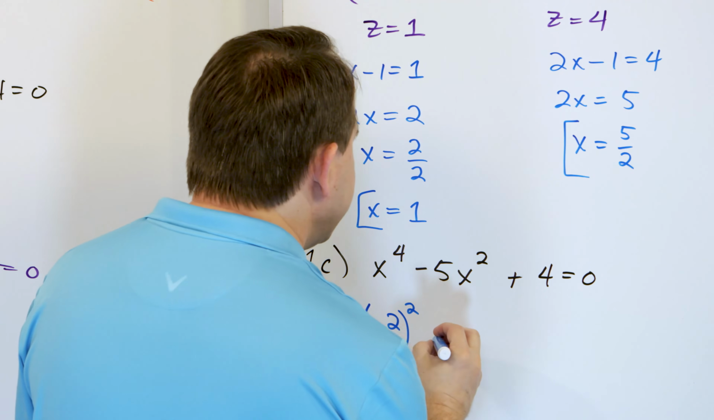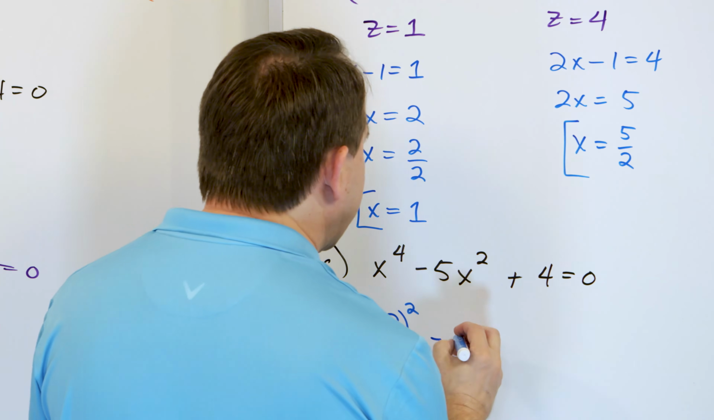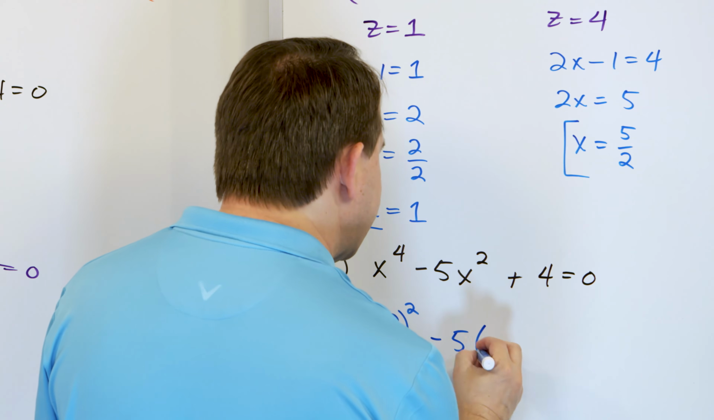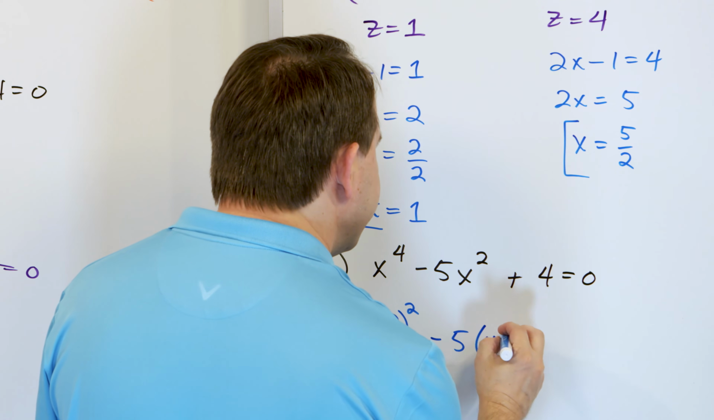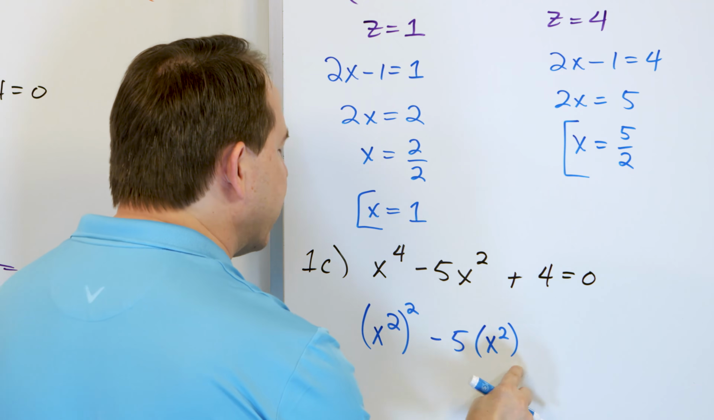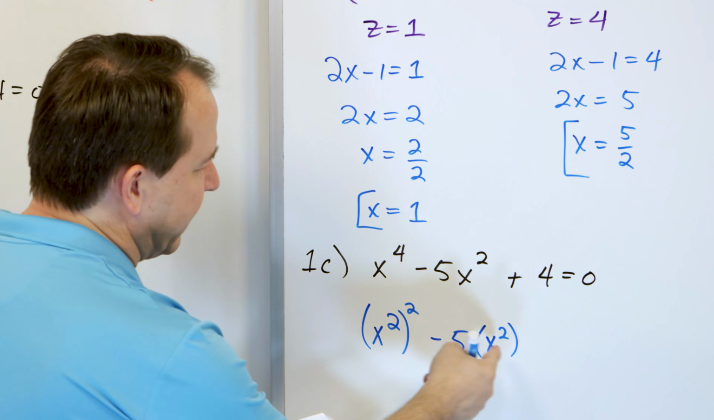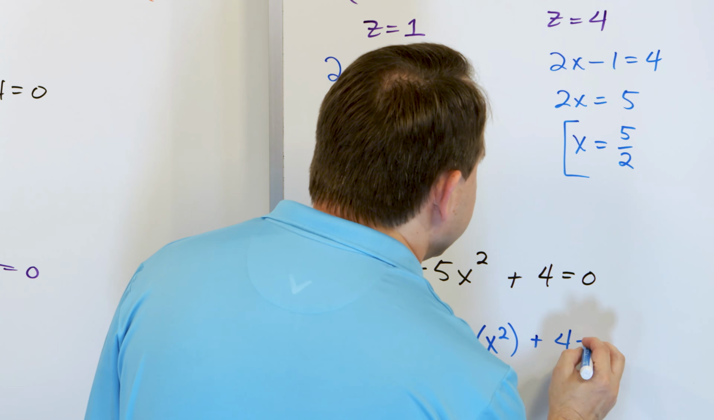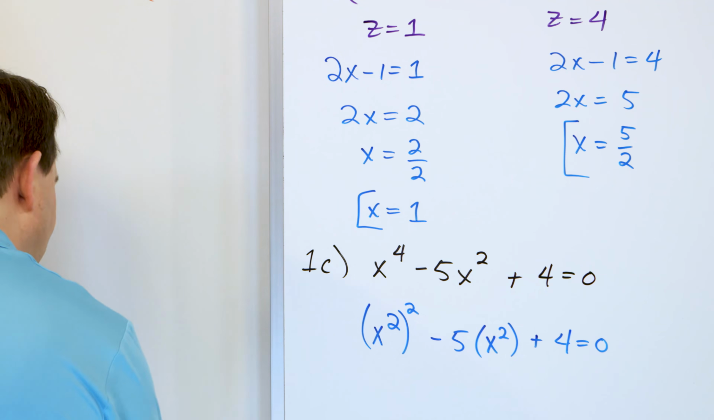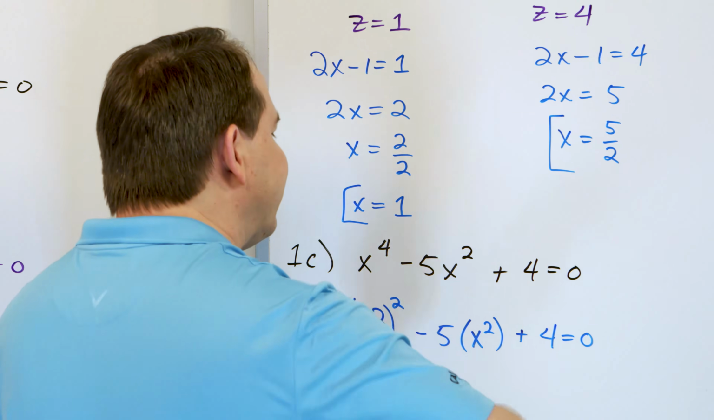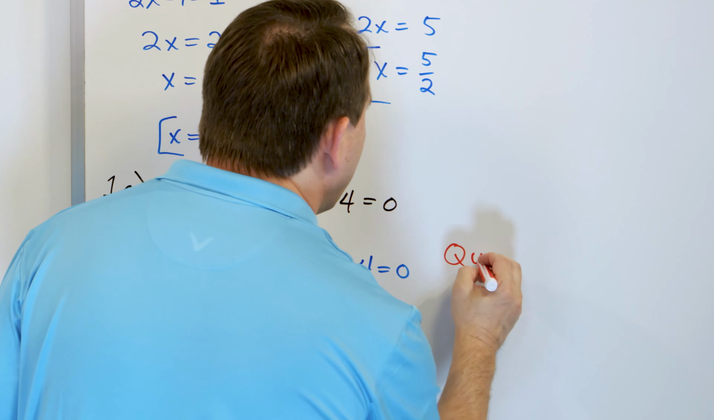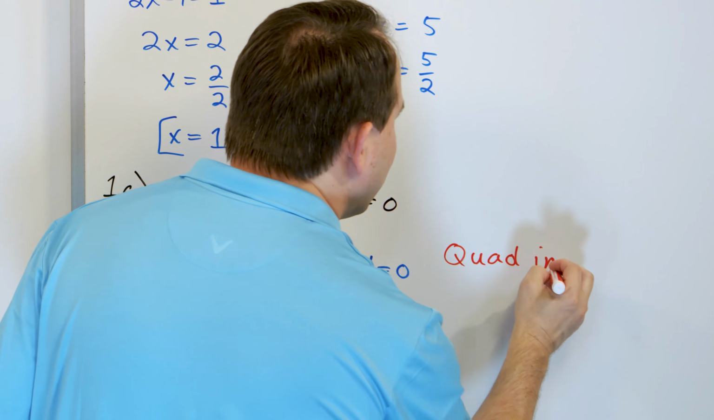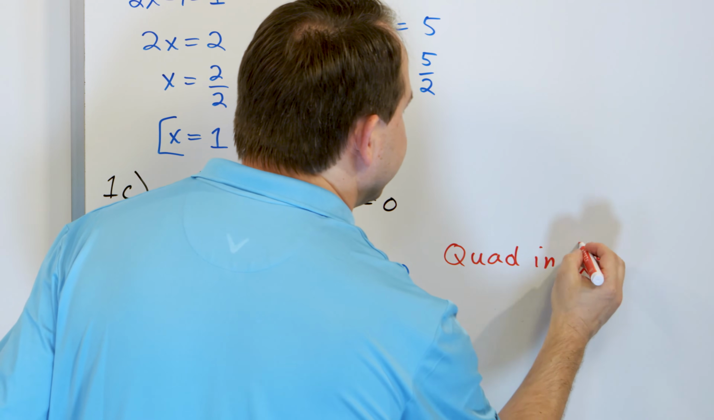Okay. Then for this next thing, you say, well, I have a 5. And then I'm going to put in parentheses, just to make it clearer, 5x squared. Would you agree that this term is exactly the same as this one? Yes, of course, because you just take the parentheses away and you have what you have. And then I have plus 4 is equal to 0. So the one thing I want to point out to you, I'm just writing it this way to show you that this equation is quadratic in the quantity x squared.